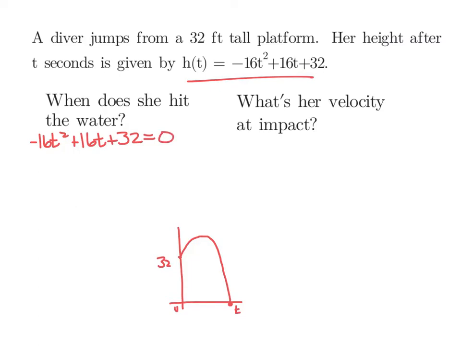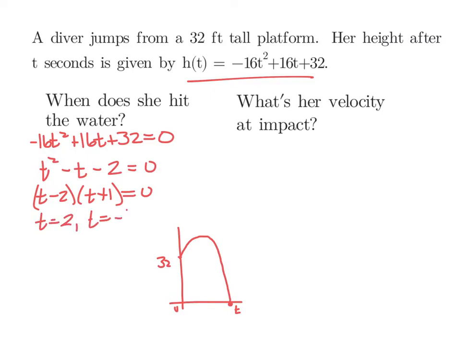Now this is really an Algebra 2 problem. All we have to do is divide by -16. We'll have t squared minus t minus 2, and then we can factor it. And we see we get 2 solutions, one of them being 2 and one of them being -1. And of course, within the context of this problem, having a time of -1 isn't going to be helpful. So our solution is going to be time equals 2, that being when she hits the ground, at 2 seconds.